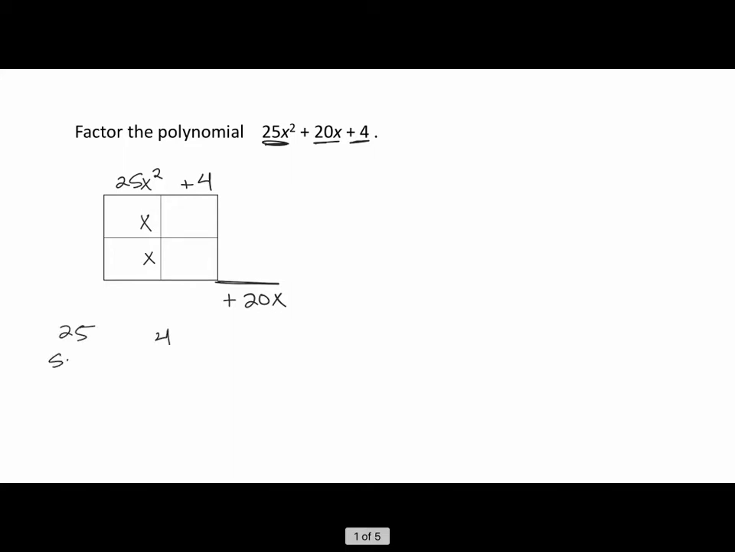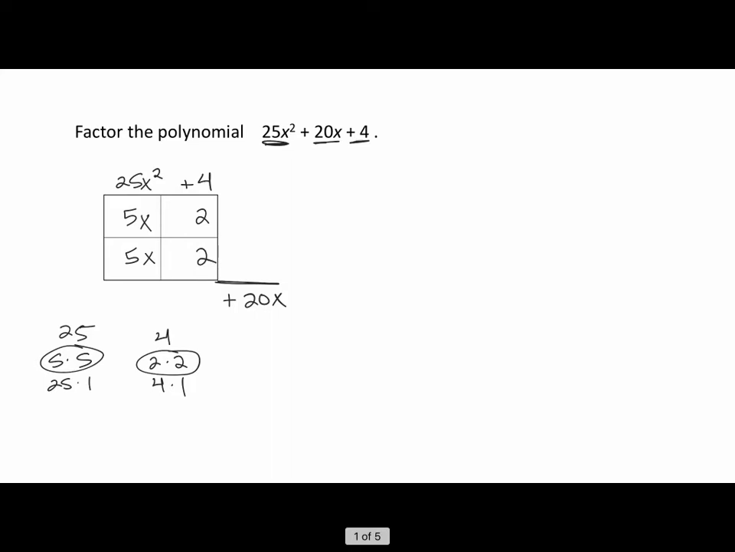So 25 could be 5 times 5, or 25 times 1, and 4 could be 2 times 2, or 4 times 1. I'd like to try the smaller ones first, so let me try 5 times 5 and 2 times 2 and see what we get.